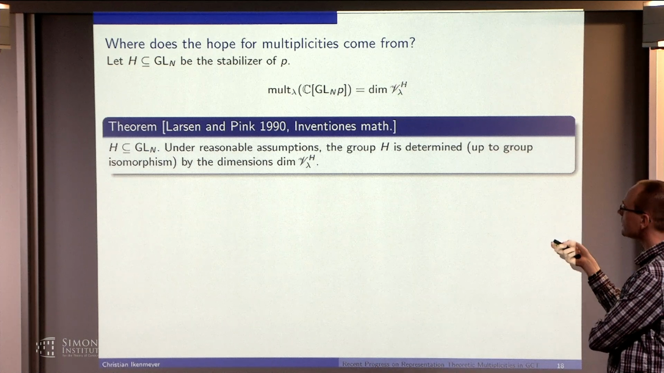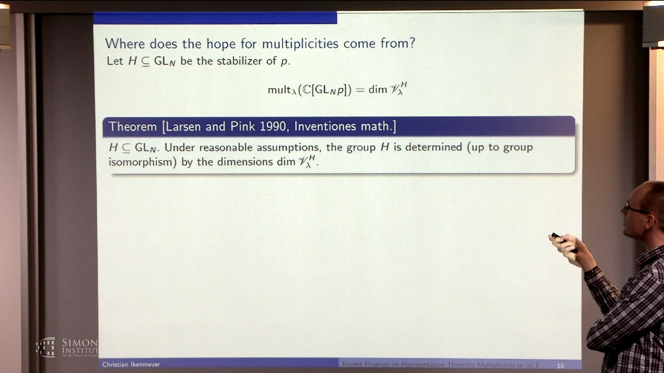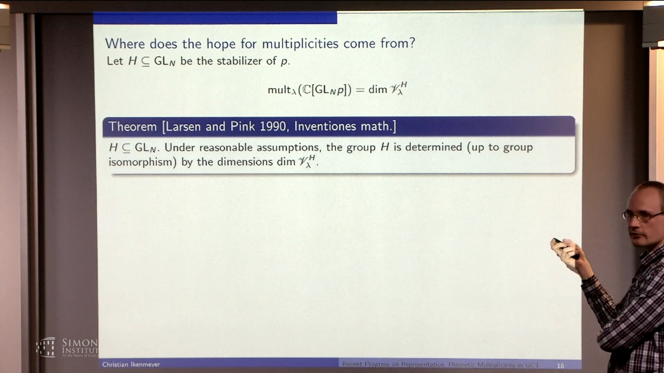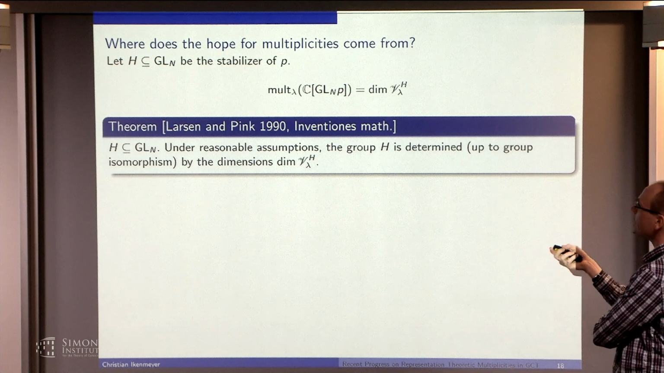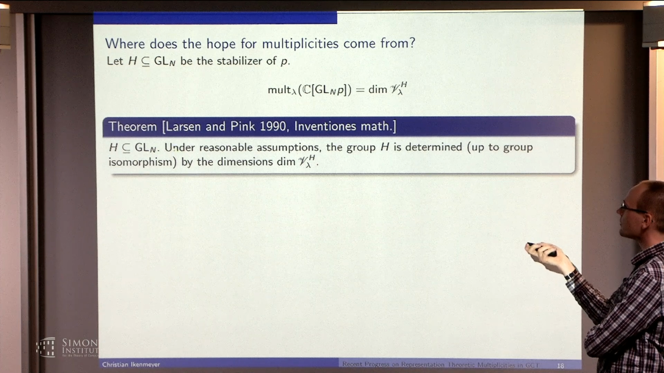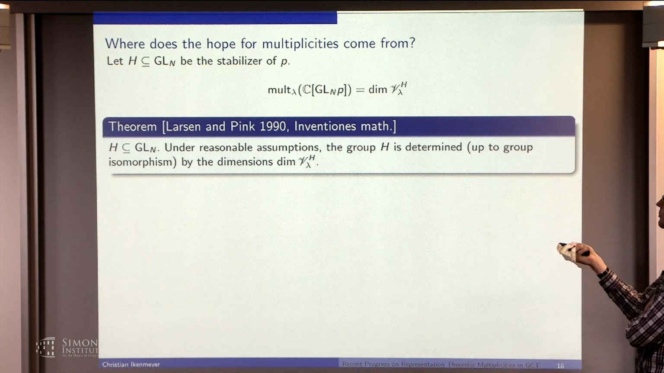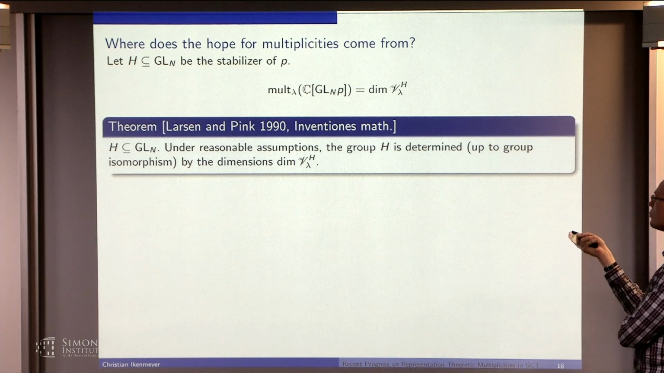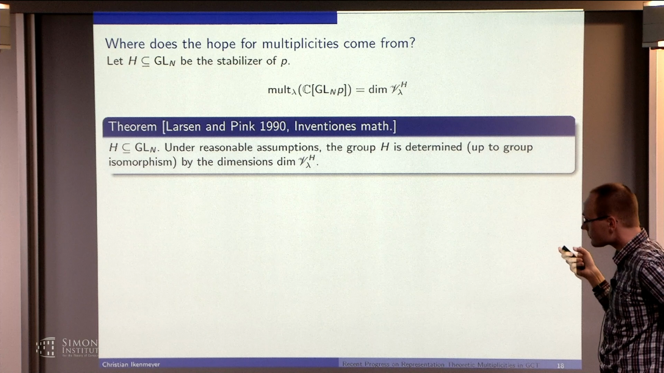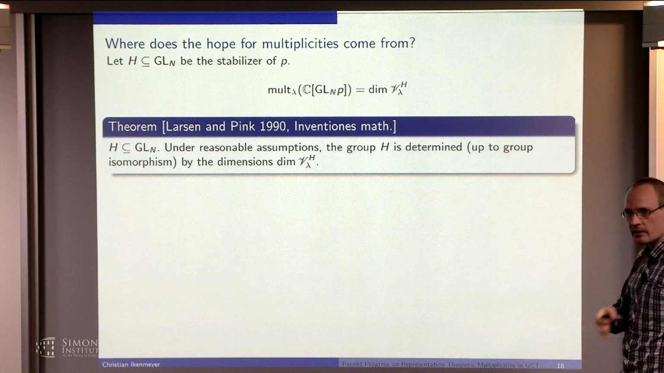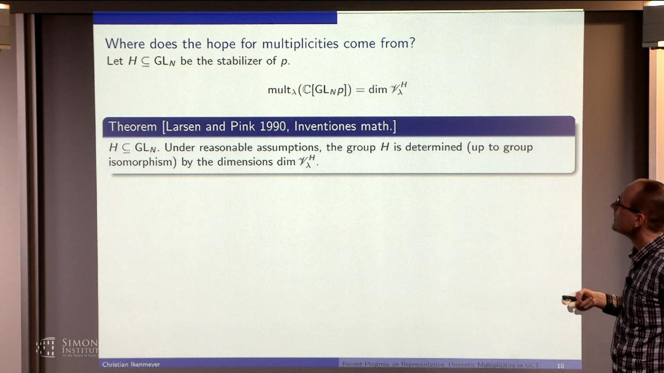Larsen and Pink studied not actually these coordinate rings of orbits, but they were interested in studying what the H invariants of irreducibles are. They studied it in high generality, so you take H being a subgroup of GLN, but they need some assumptions, so it should be connected, for example. But under reasonable assumptions, your group H is determined up to group isomorphism by all these dimensions. So if you know all dimensions, then you get H back.